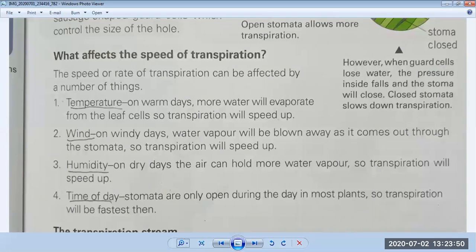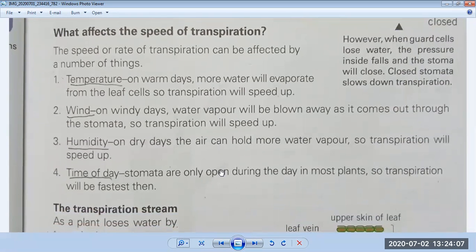You can see number one is temperature. On warm days, if the day is very hot, if there is a lot of sunshine, more water will evaporate from the leaf cells, so transpiration will speed up. So these are the factors which tell us how transpiration happens. The first factor is temperature. If the temperature is very warm, if it is very high, then more water will evaporate.